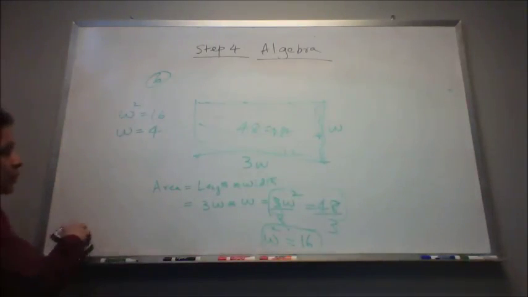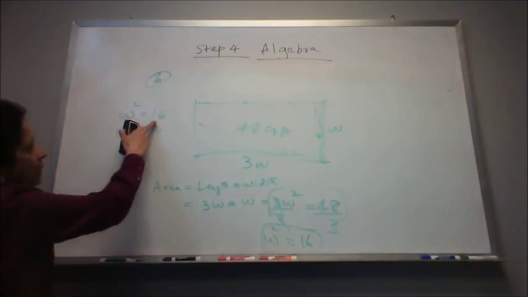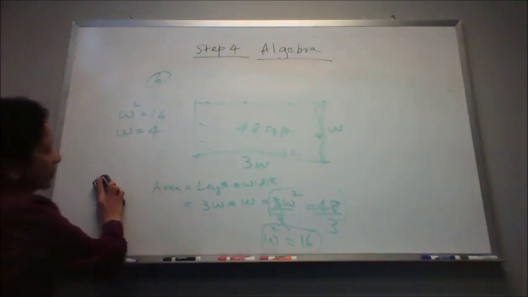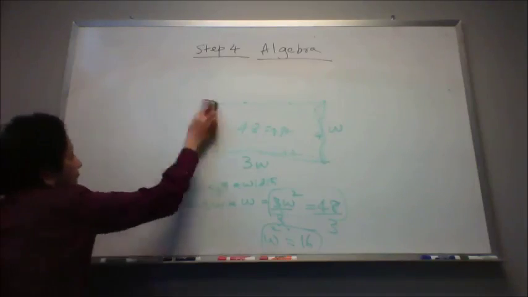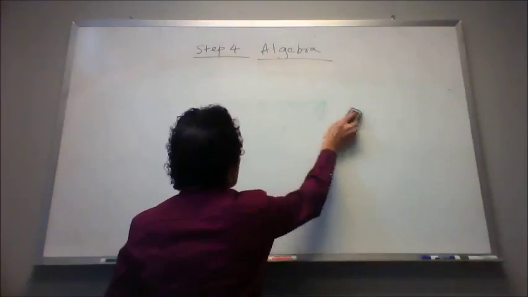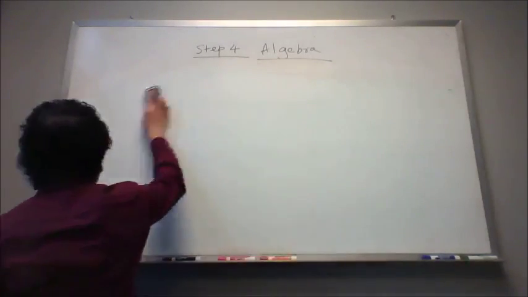So you need to make sure that when W squared is 16, you take the square root of 16 to get the W. Okay? So then the next application problem, so last one.